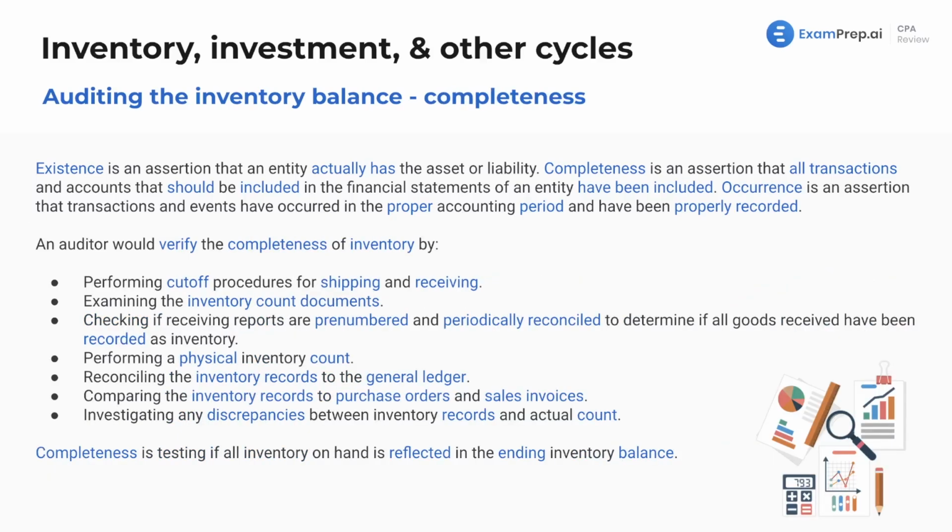Continuing on here, we've got completeness. Now, these are the same sentences we saw before. I'm not going to read them again. How would we verify completeness? Well, this is that the transactions and accounts that should be included are actually included.